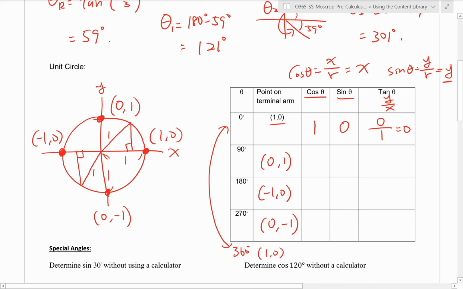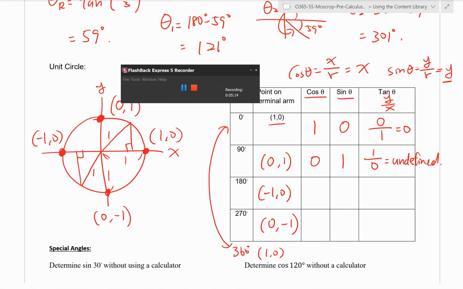I'll do one more. At 90 degrees, that's right here. Cosine is referring to x. The x coordinate at 90 degrees is 0. Sine of 90 would be the y coordinate at 90 degrees, which is 1. Tangent, again, is y over x. That will be 1 over 0. Now, you cannot divide by 0, so we call this undefined. Go ahead and try to fill out the rest of this table.